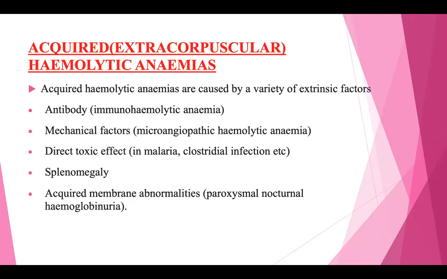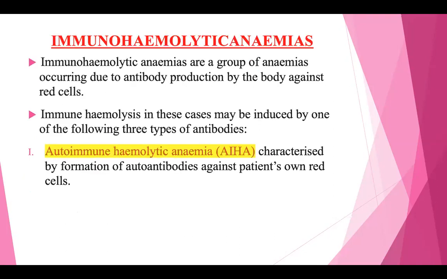Now we will talk about extracorpuscular hemolytic anemia, which is an acquired hemolytic anemia caused by a variety of extrinsic factors. It could be immune, which we call immune hemolytic anemia, mechanical destruction such as microangiopathic hemolytic anemia, direct toxic effects such as malaria infection, splenomegaly, or paroxysmal nocturnal hemoglobinuria, which is an acquired membrane abnormality, intrinsic in fact but counted as an acquired abnormality. So in immune hemolytic anemia we have antibody directed against an antigen on the red cell.